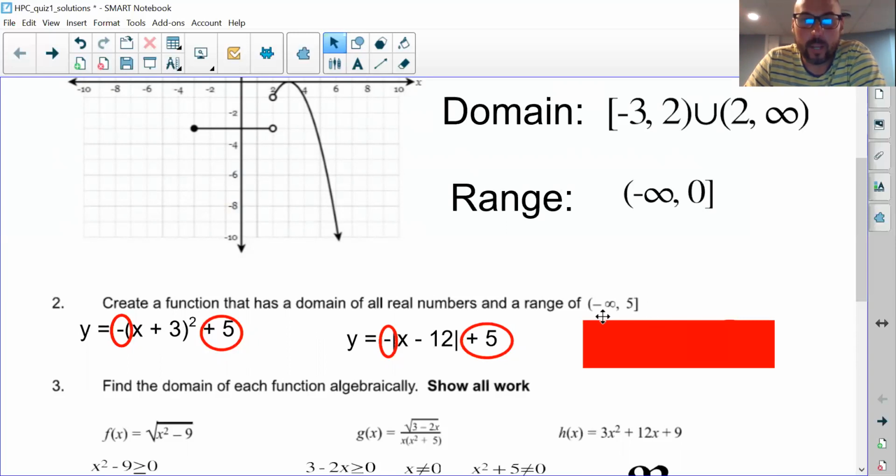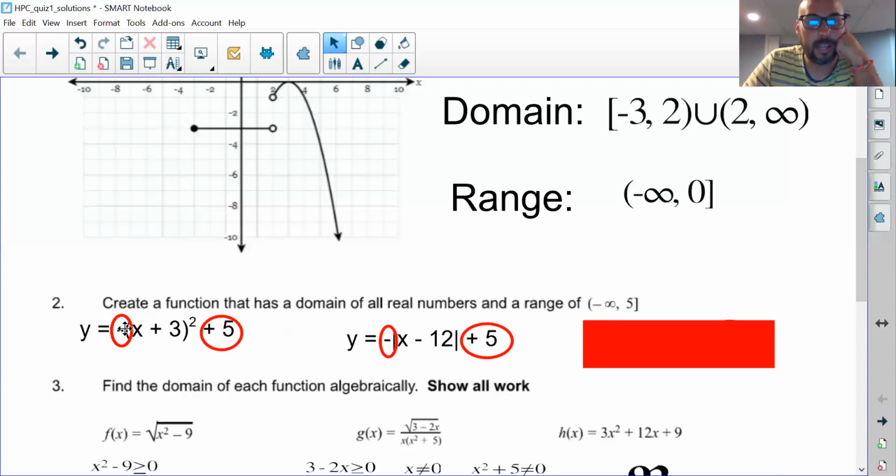But you need a range value of from -infinity to 5. Now think about parabolas first. Parabolas begin, they have the vertex at the origin and they're facing upwards. Well, that has a range from 0 all the way up to infinity. But if you want your range to be from -infinity all the way up to 5, you have to take that parabola and flip it.